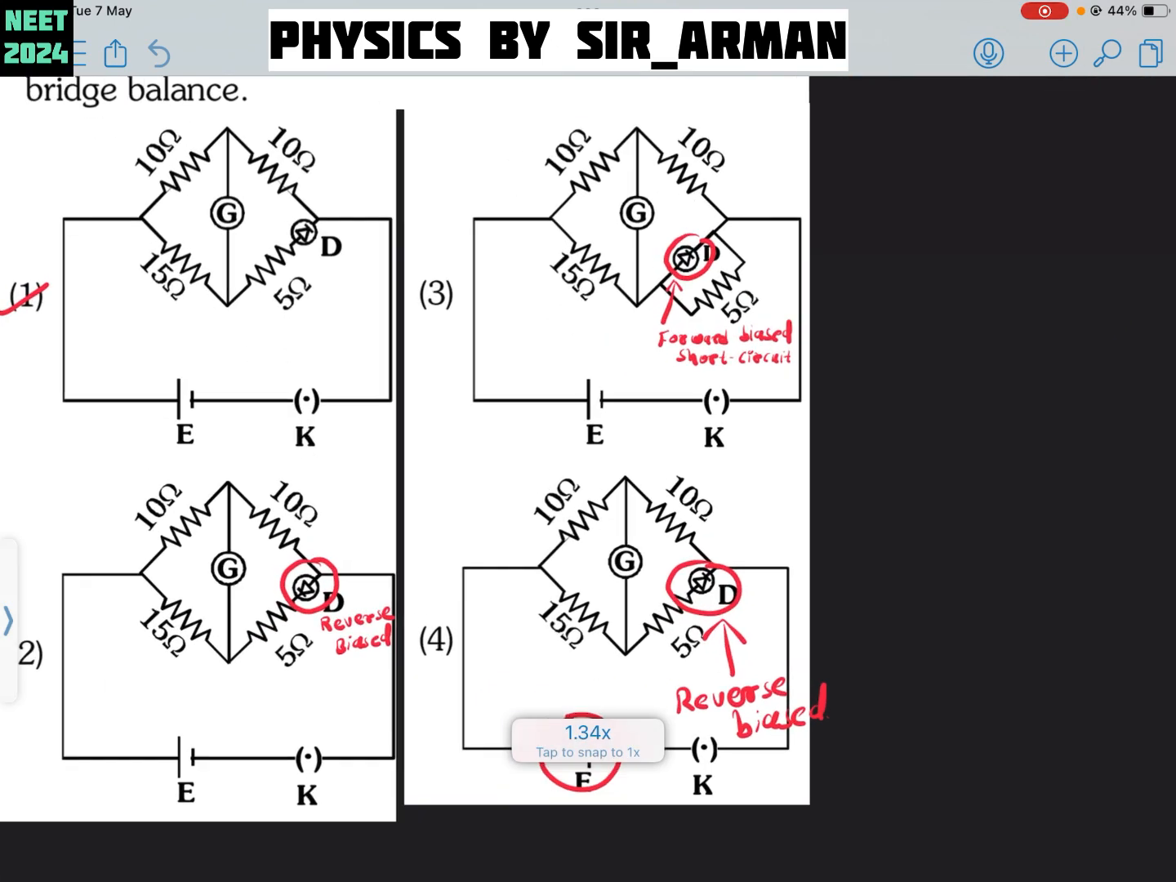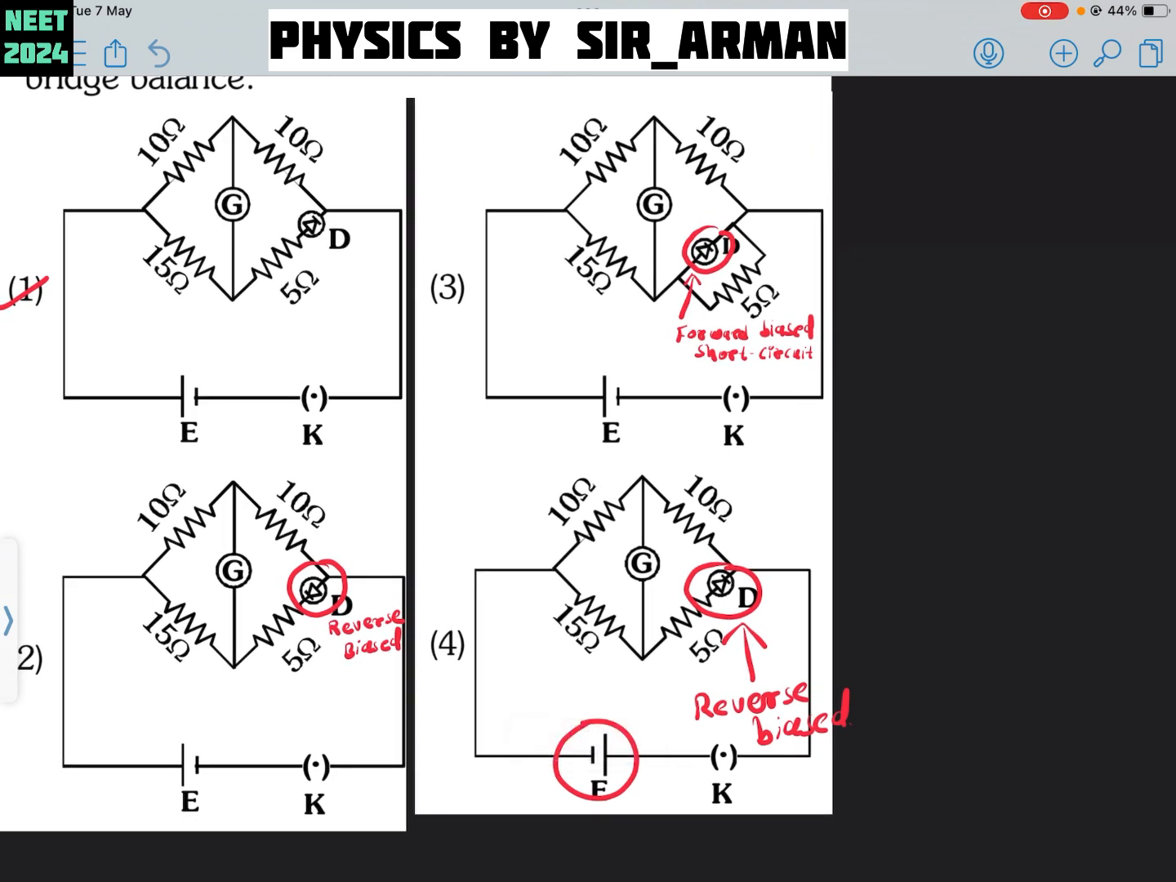Okay, so if you check the others, for example here a diode is given, and it is in forward bias. When the diode is in forward bias, it will provide a nearly zero resistance path. So if you keep any value of this resistor, it doesn't matter because all the current will pass through this only. So you cannot achieve a balanced Wheatstone bridge. For a balanced Wheatstone bridge, the ratio of this by this should be equal to the ratio of this by this. For this it is not possible.